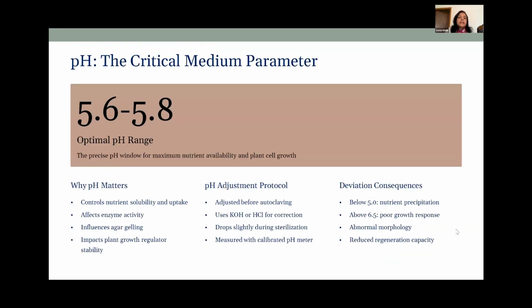Now coming to the pH, which is a very critical medium parameter. Generally, pH needs to be kept at 5.6 to 5.8, because pH controls nutrient solubility. All the nutrients present in the media will not be able to dissolve if we are not providing the particular pH of 5.6 to 5.8. And another important thing is that plants will not be able to absorb the nutrients if the pH is not right. It also gives proper solubility, and it helps in solidification of the media, because tissue culture media needs to be a kind of semi-gel like media.